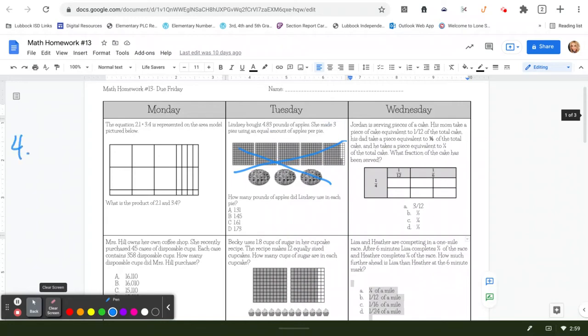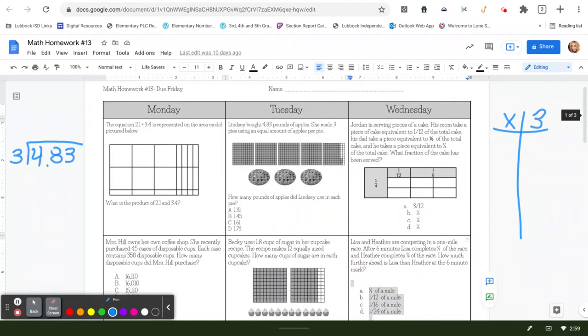I'm dividing my 4 and 83 hundredths pounds into 3 equal groups, 3 equal pies. Okay, if you still need your 3s cheat sheet, do that. There's no shame if you need it, if you're not ready to move on from that. So if the bank has $4 and I need 3, can I get my money? Yes, I can get it one time. I'm going to take $3 from the bank, and the bank has $1 left over.